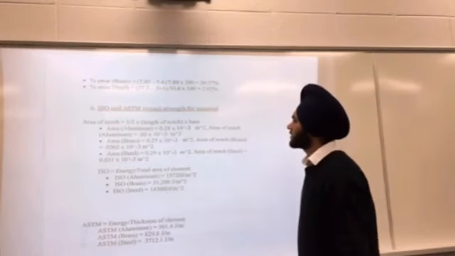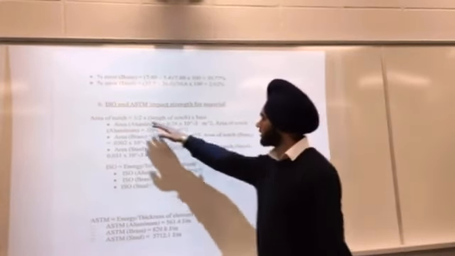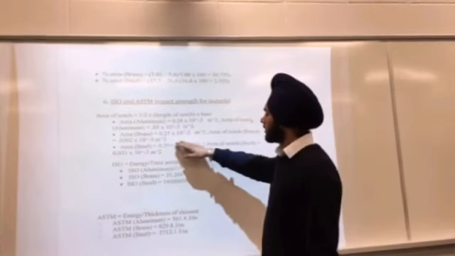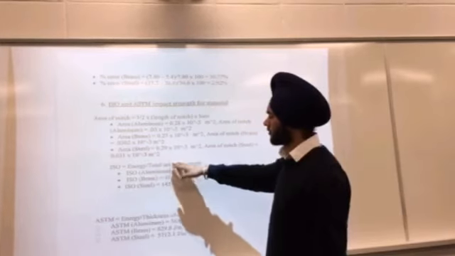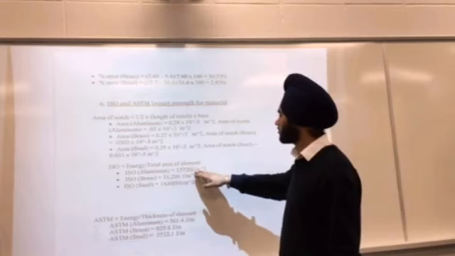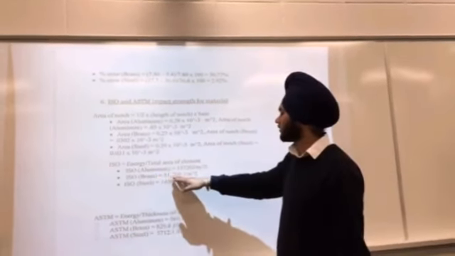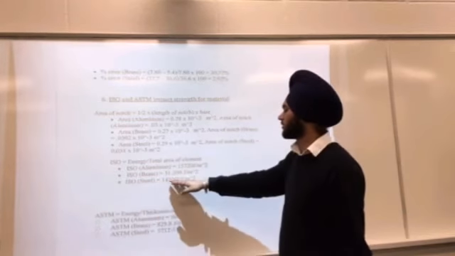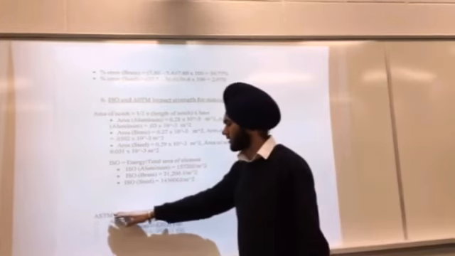And now the ISO and ASTM impact strength for the materials. The ISO impact strength is calculated as the energy divided by the area of the notch. For the ISO aluminium, it is 15720 joule per meter square. The ISO for brass is 31,200 joule per meter square, and for the ISO steel is 1,45,000 joule per meter square. Now for the ASTM.